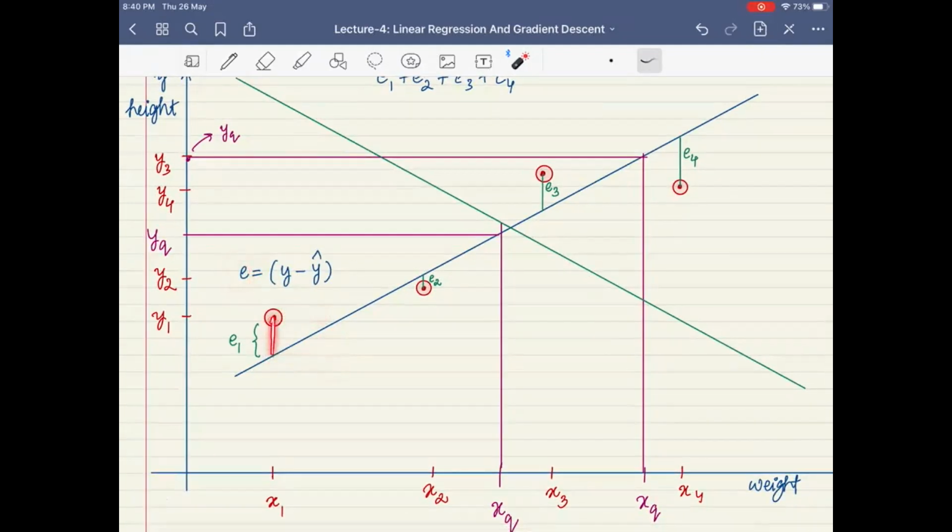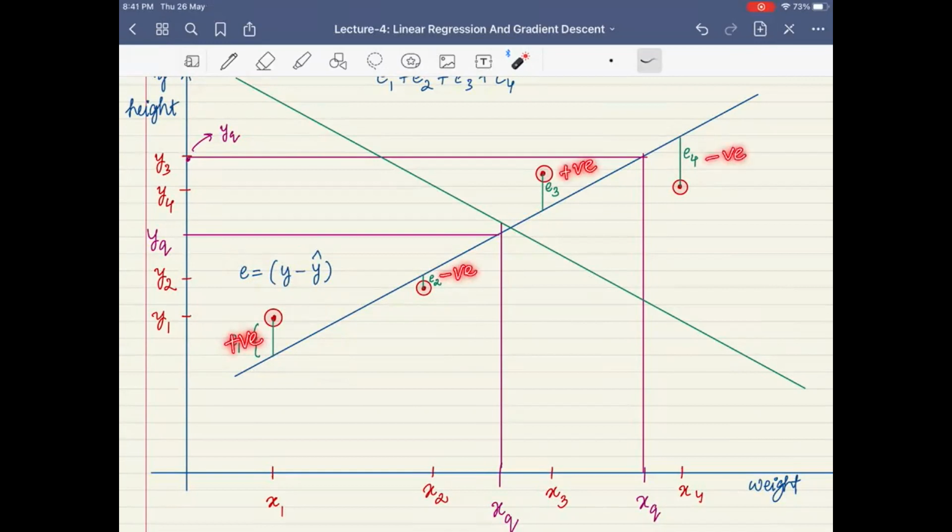So in this case, the error is positive, right? Y is above, y hat is below, so this number should be positive. Here it's negative, it's on the other side. This is y, this is y hat, so y minus y hat is negative. In this case, again, it's above the line, so it's positive. Here again, it's below the line, so this is negative. So sometimes the errors are positive, sometimes they are negative.